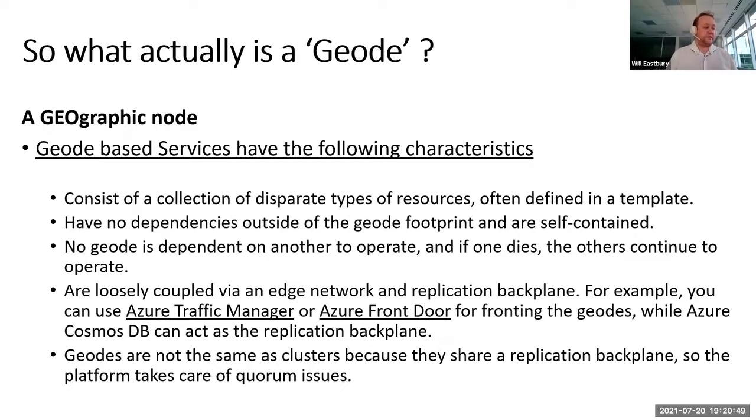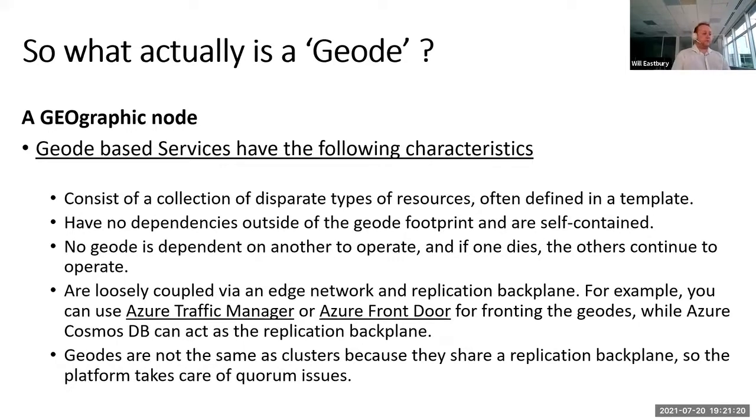Everything should be self-contained. If a geode fails, so let's say there is some kind of natural disaster and the entire region is offline, then a geode-based system should be able to survive the loss of an entire region and continue to operate. So no geode should be dependent on another, and shared components should be globally fault tolerant. I'll come to that a little bit more, but you'll see the key point on the next diagram.